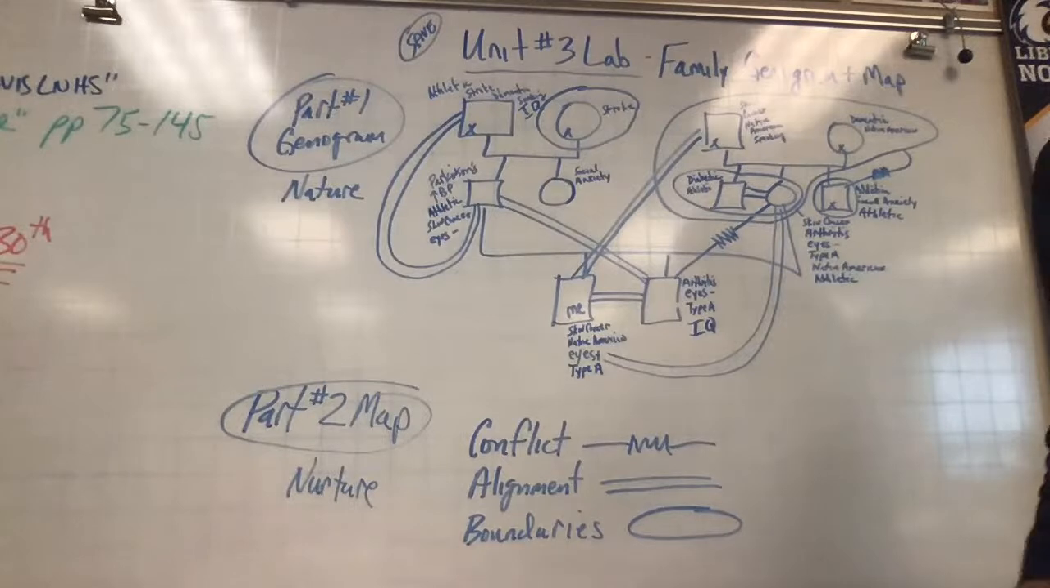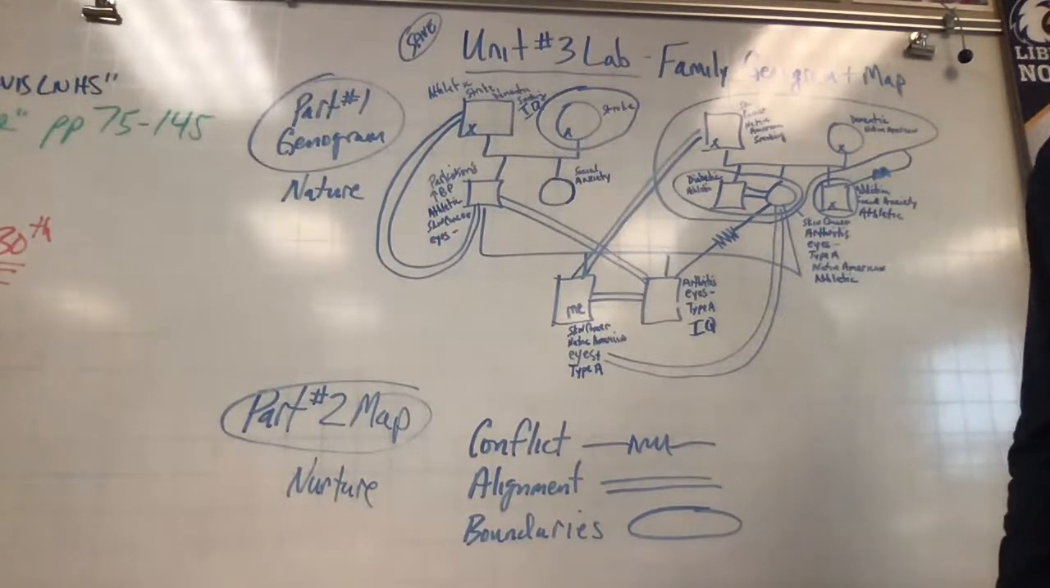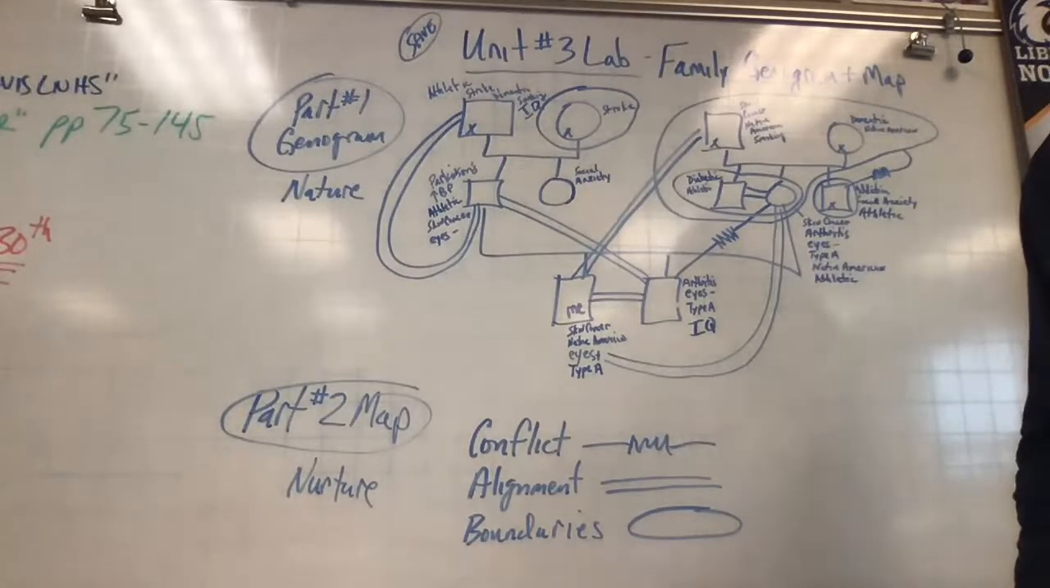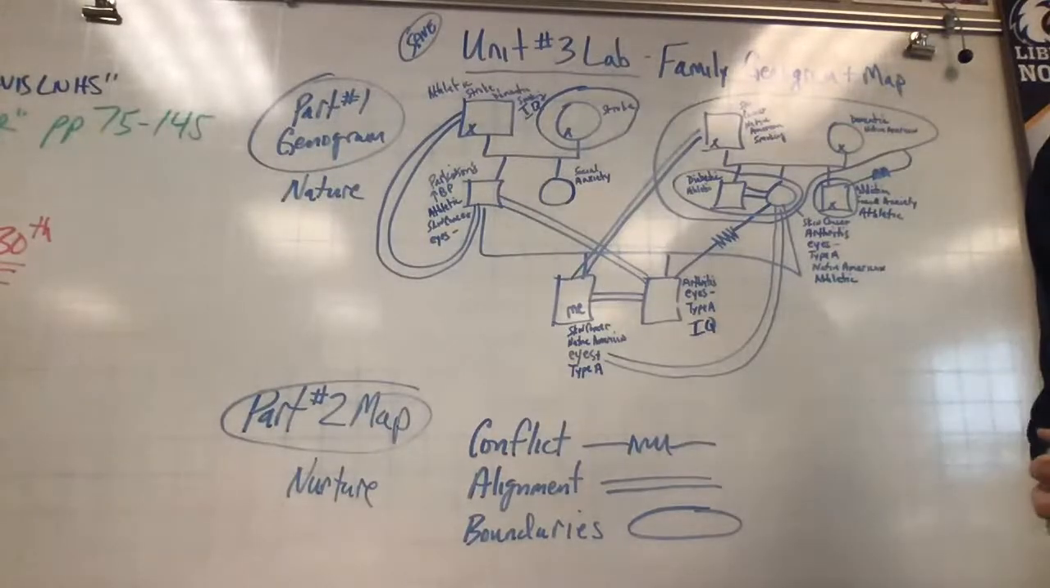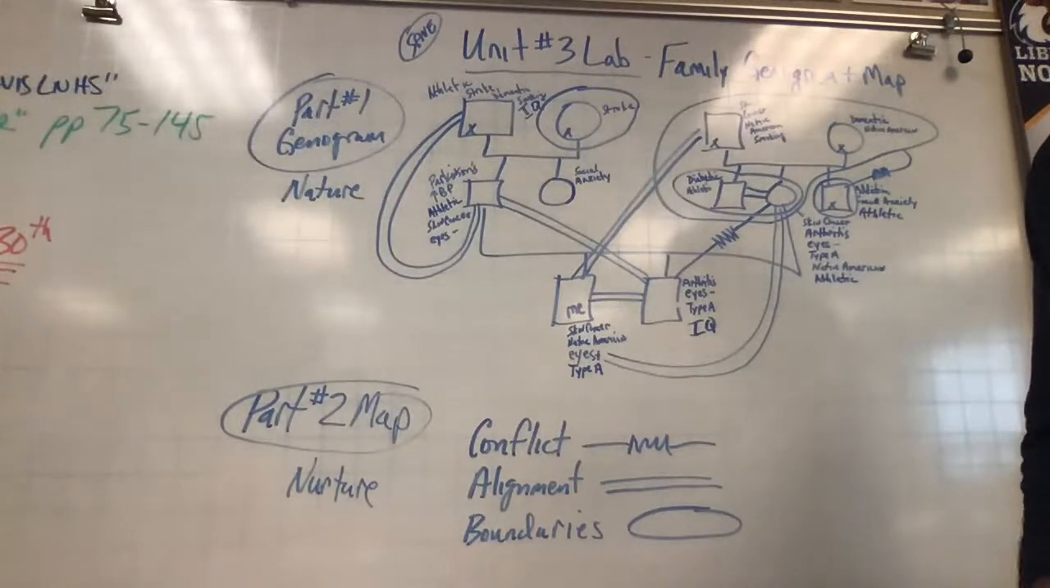Now, it doesn't have to be currently there. There might not be anything going on, but if there's consistent, frequent, reoccurring conflict, you probably need to put it in. And then of course there could be situations in which there's conflict that exists currently right now in your family. Alignment is basically, again, if there's a special bond or relationship.